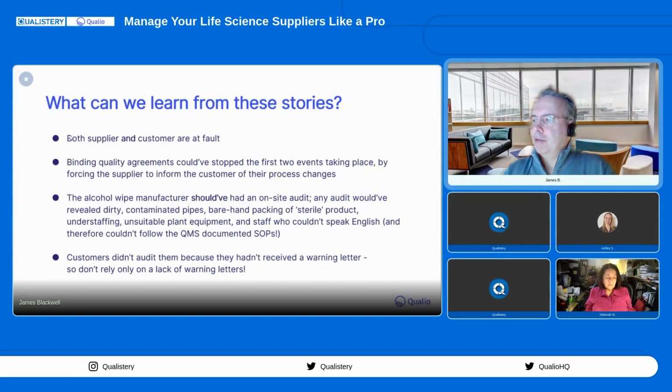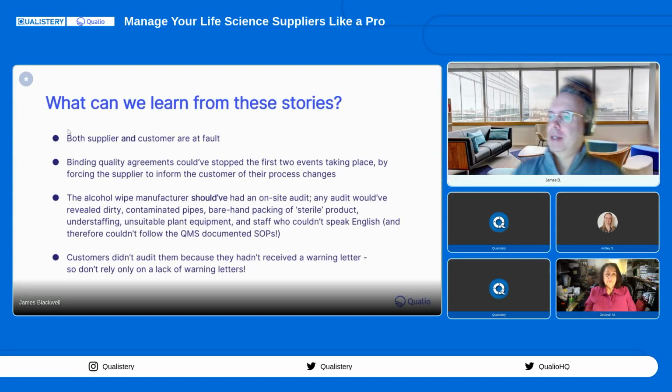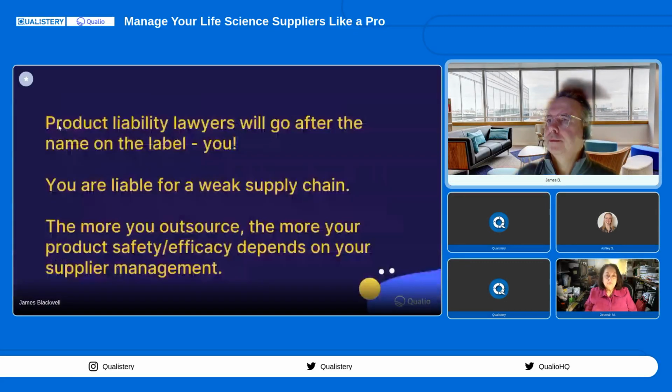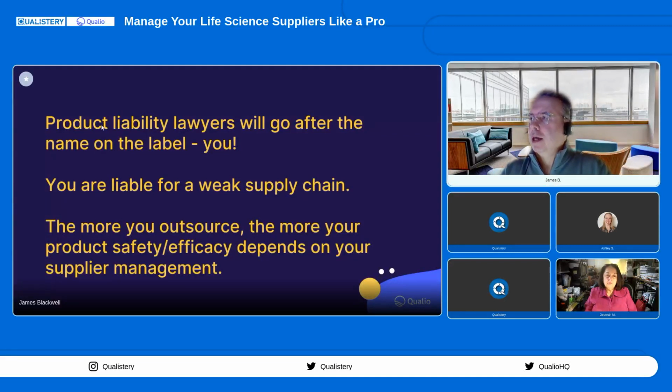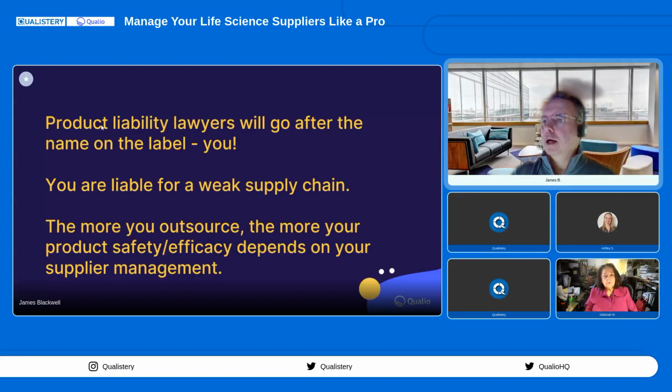They didn't audit them because they hadn't received warning letters. Well, there's always a first, right? And you don't want to be the one who's at the receiving end of that warning letter because you didn't oversee your supplier appropriately. So the product liability lawyers are always looking for these cases, and they'll go after, like I said, you're responsible for quality, so they're going to go after you. They go after the deep pockets. You're liable for the weak supply chain and the issues that happened in it because, again, you're responsible for quality. So obviously, the more you outsource, the more that your safety and efficacy depends on your supply chain and your suppliers.